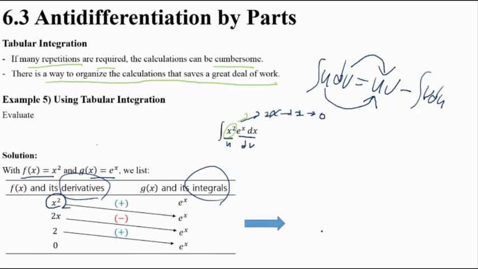So how can I find the final answer? Like this way. First one, x squared e^x, and minus sign, 2x times e^x, plus sign, 2 times e^x, plus c, right?